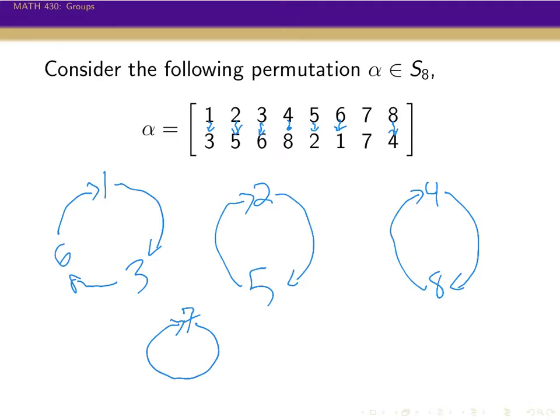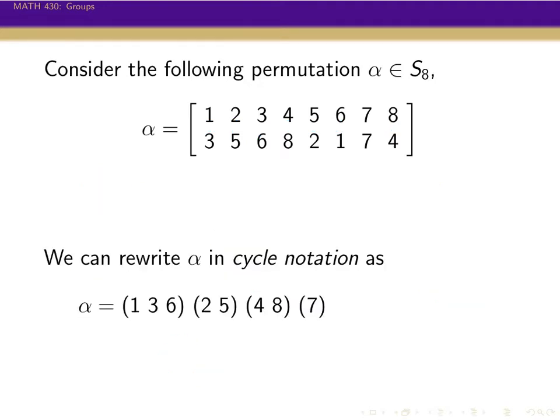In some sense, we can break this permutation down into these cycles. 1 goes to 3, goes to 6, which then goes back to 1. 2 goes to 5, which goes back to 2. 4 goes to 8, and 8 goes back to 4, and 7 gets sent to itself. The way that we can express that these cycles are happening inside the permutation is by writing this permutation in what's called cycle notation. And so we can rewrite alpha in cycle notation.